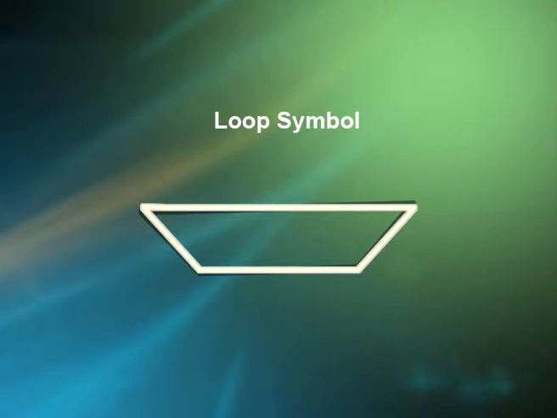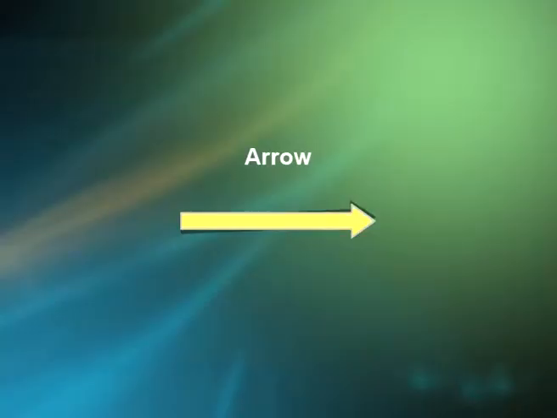A loop symbol indicates a sequence of commands that will continue to repeat until a condition is satisfied. Flow lines with arrowheads are used to indicate the flow of operation, that is, the exact sequence in which the instructions are to be executed.